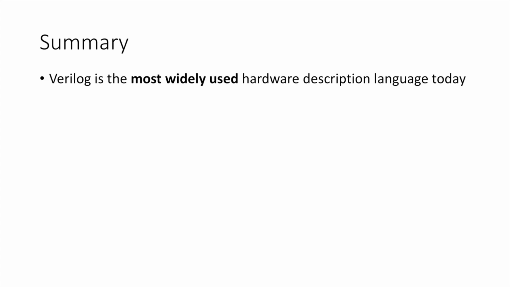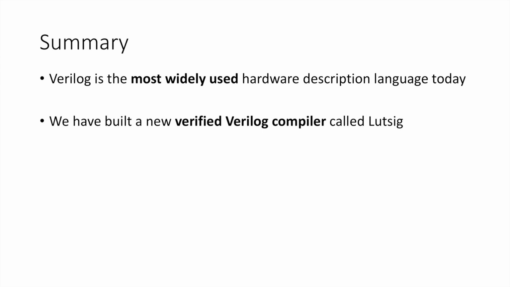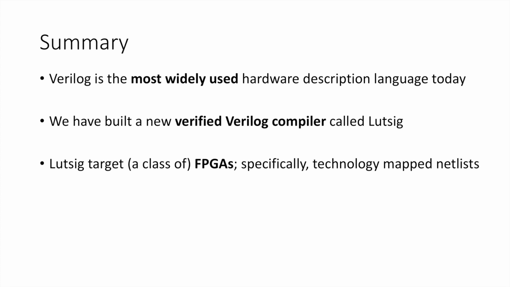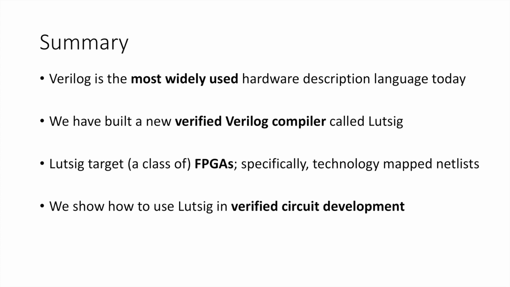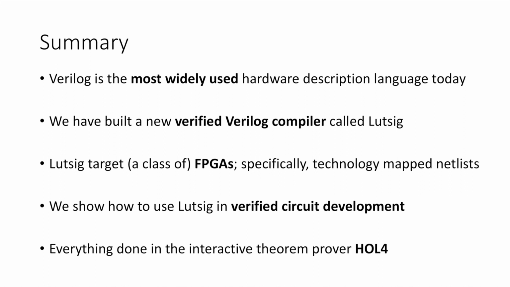Let's start by summarizing what is going on here. First, it is good to know that Verilog is the most widely used hardware description language today. What we have done is build a new Verified Verilog Compiler called Lutsig. Lutsig targets a class of FPGAs, that is, programmable logic, and specifically, Lutsig is capable of producing technology mapped netlists for FPGAs. In the paper and in this presentation, we show how to use Lutsig in verified circuit development. And lastly, all of this has been done inside the interactive theorem prover HOL4.